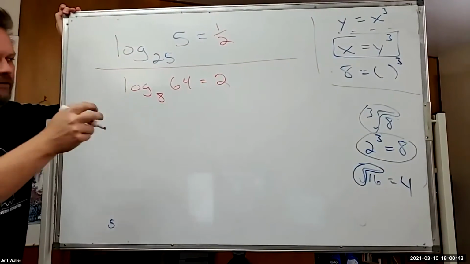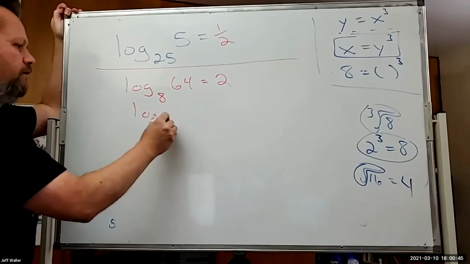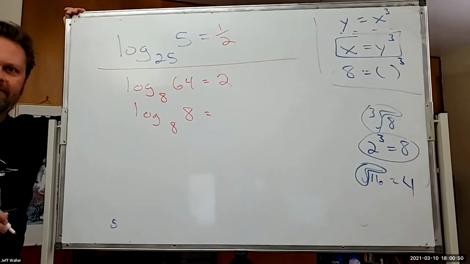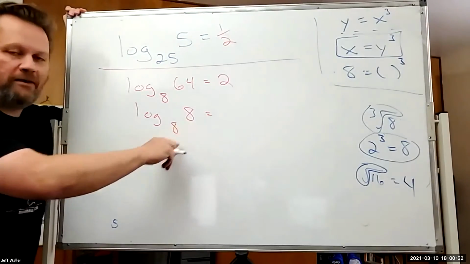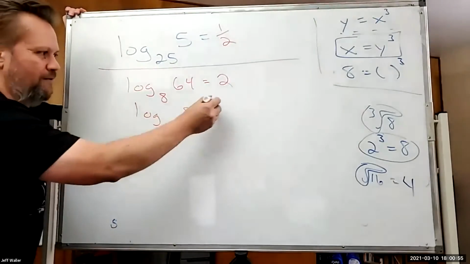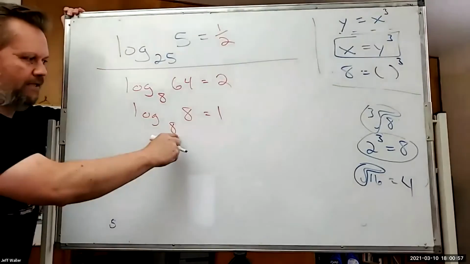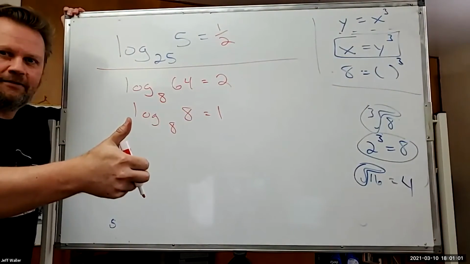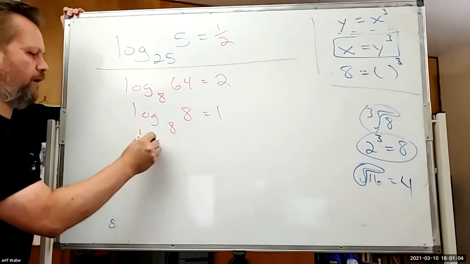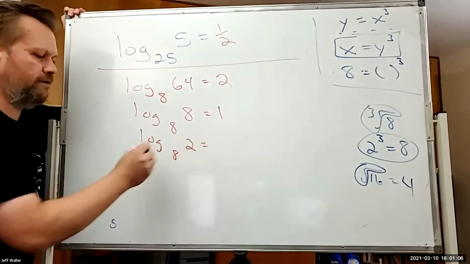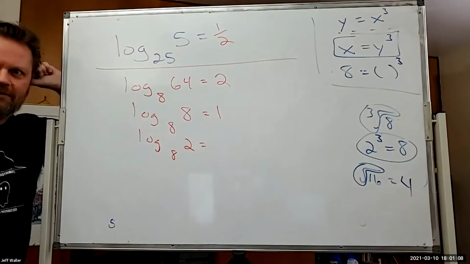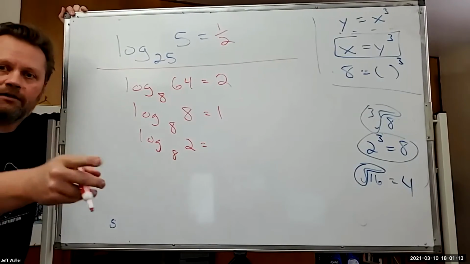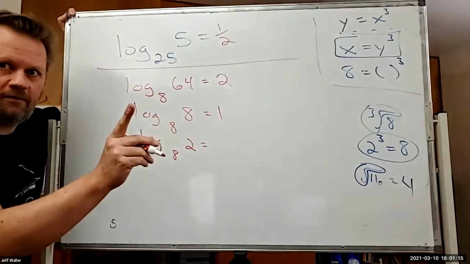Not yet. What's log base 8 of 8? How many 8s does it take to multiply to be 8? Yeah, 1. Right? 8 to the 1st power is 8, correct? Okay, I like it. What is log base 8 of 2? I love this question. 1/3. Good. All right, stay with me.